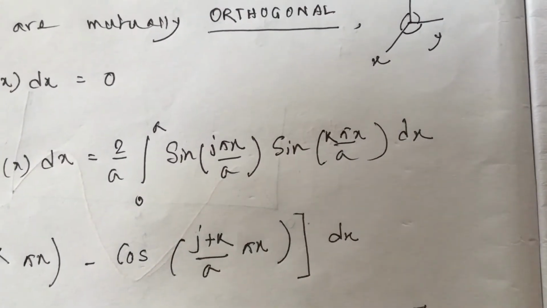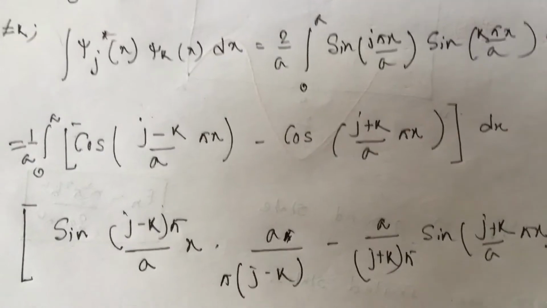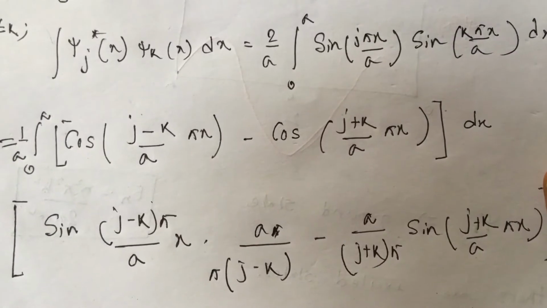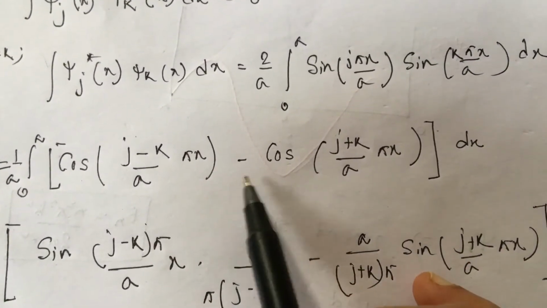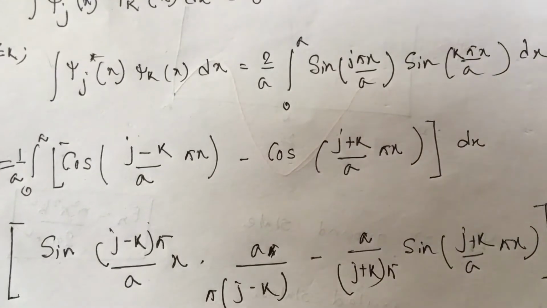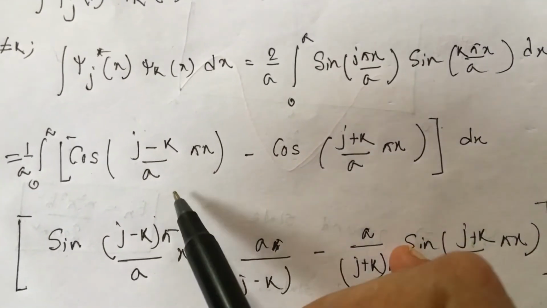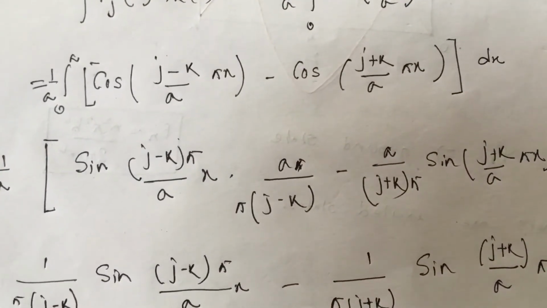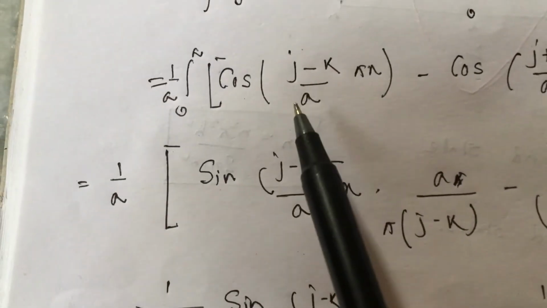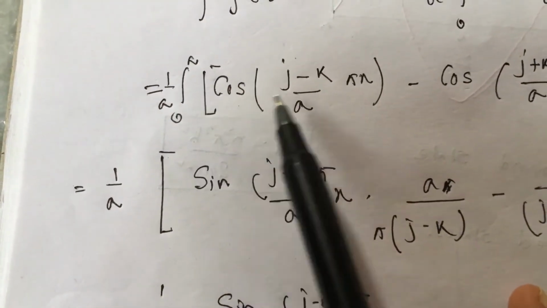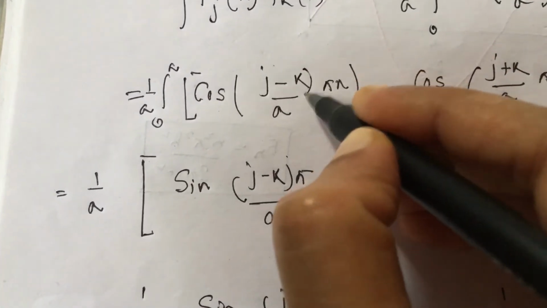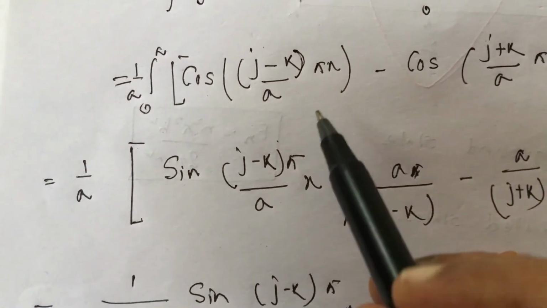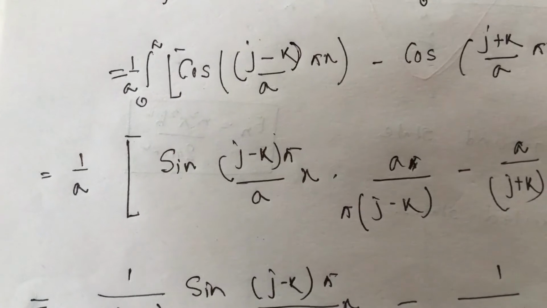But 2 sine a sine b, trigonometry says that 2 sine a sine b means cos a minus b minus cos a plus b. So here it is. Now it is very easy for me to solve this cosine function. So if I integrate only this, that is integration from 0 to a of cosine of j minus k, this is an integer, constant, and x is also there, integration is on x.